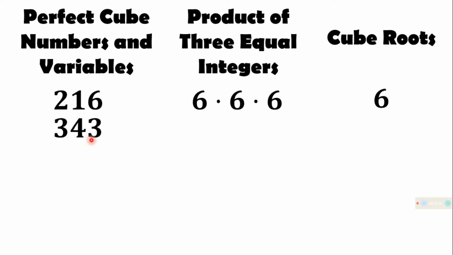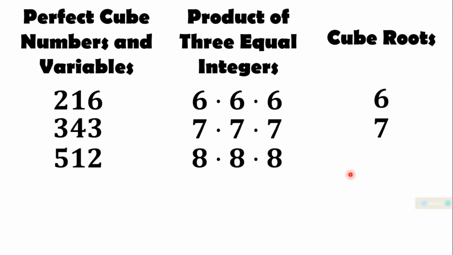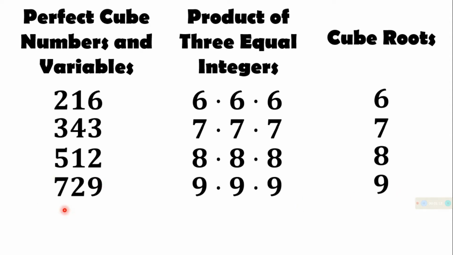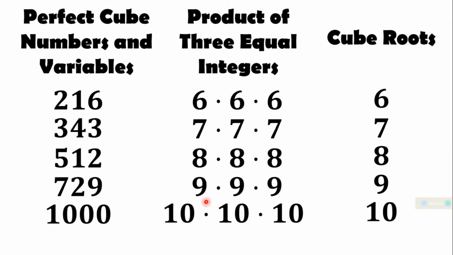Then, we have 343. The cube root of 343 is 7. Then, we have 512. 8 times 8 times 8. So, the cube root is 8. 729, the cube root is 9. And we also have 1,000, the cube root is 10. Okay? So, hindi ko na isinama dito ang mga numbers or cube roots that are greater than 10 but you can list it on your own na lang po.